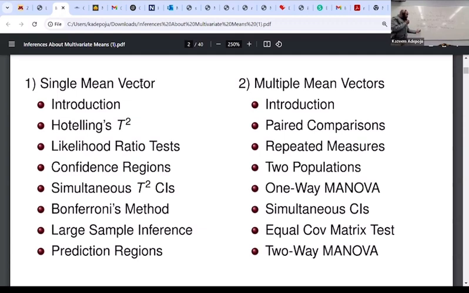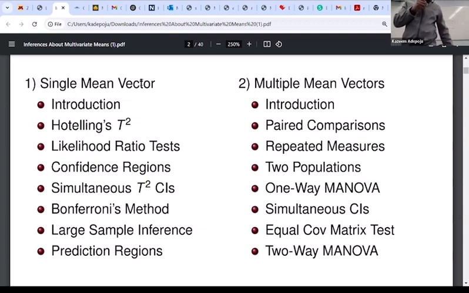If you look at the economy example, I'm referring to a single country, so I perform a single mean vector. But if I want to compare the GDP growth, the inflation rate, and the unemployment rate across countries, then I'm going to be considering multiple mean vectors.